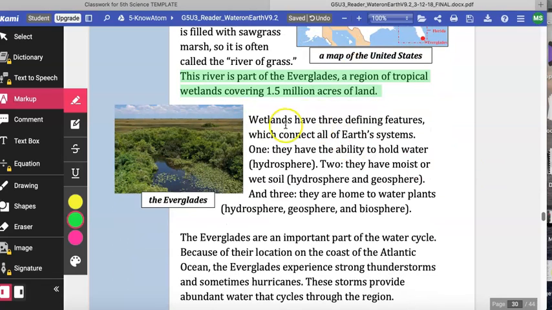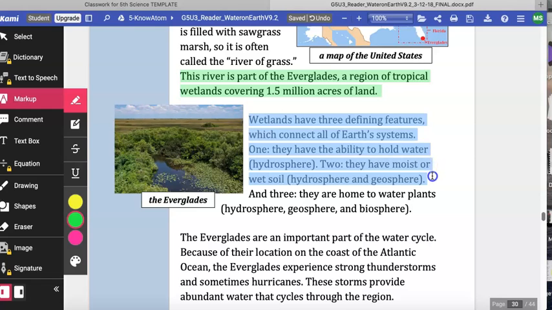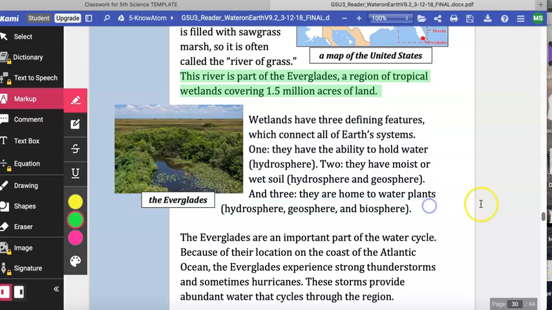Wetlands have three defining features which connect all of Earth's systems. 1, they have the ability to hold water, hydrosphere. 2, they have moist or wet soil, hydrosphere and geosphere. And 3, they are home to water plants, the hydrosphere, geosphere, and biosphere.